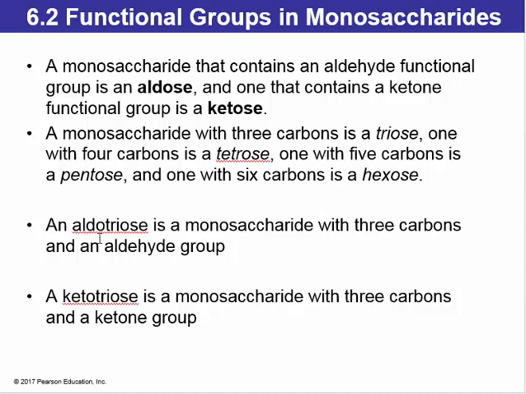So for example, an aldotriose is a monosaccharide with 3 carbons and an aldehyde, and a ketotriose is a monosaccharide with 3 carbons and a ketone group. So we can use any combination of this. For example, an aldohexose is a monosaccharide with 6 carbons and an aldehyde, and a ketopentose would be a monosaccharide with 5 carbons and a ketone group.